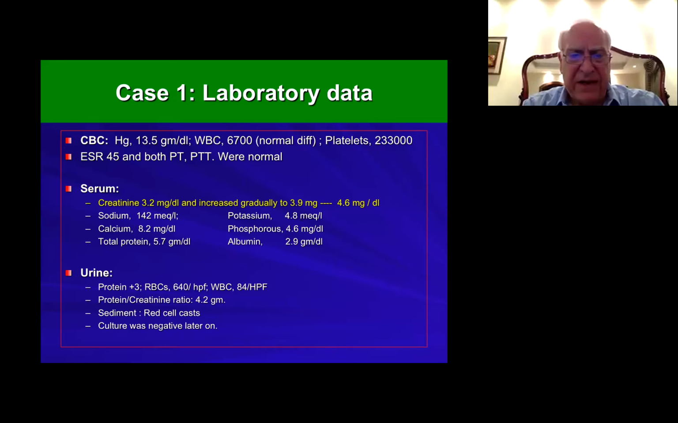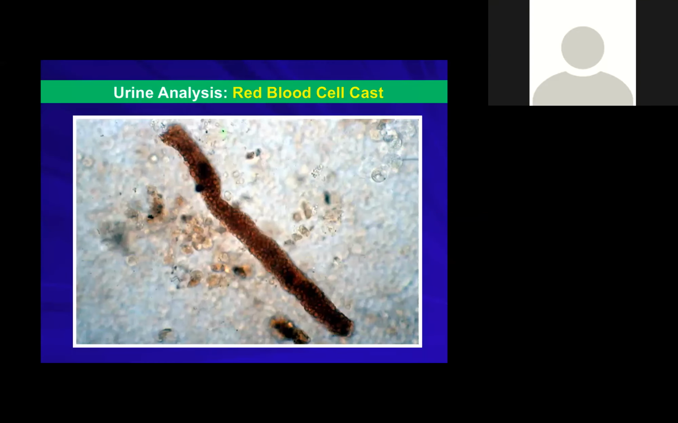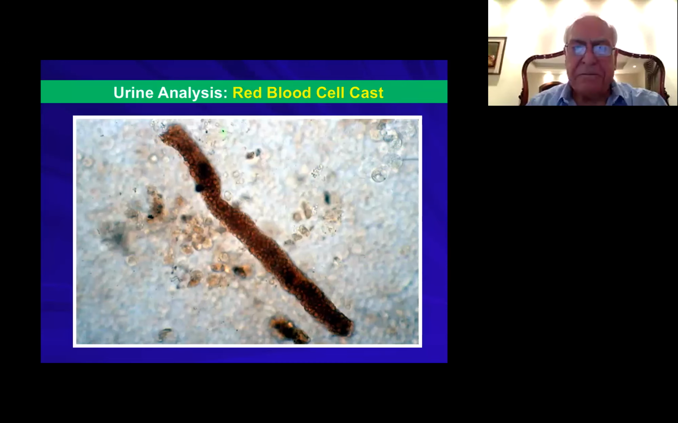Sodium, potassium, calcium, phosphorus, all that really looks good, except his albumin was on the low side. Now we look at his urine. He has 3+ proteinuria, RBC 640 per high power field, protein creatinine ratio almost 4 gram. He has red cell casts. His was negative. So we have a patient with abnormal kidney function, hypertension, hematuria, proteinuria, and red cell casts. That's just to explain the red cell casts.